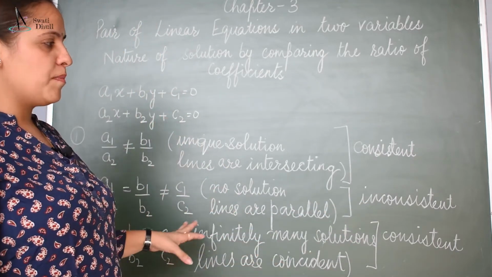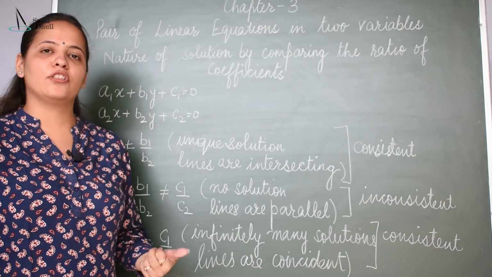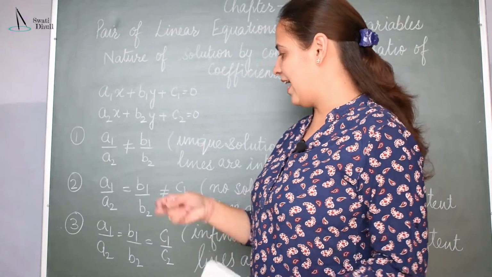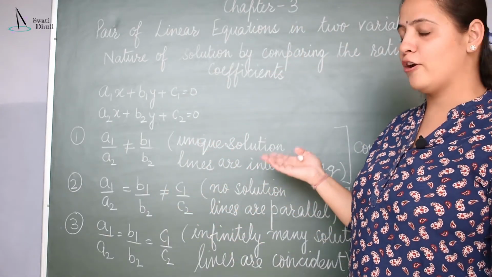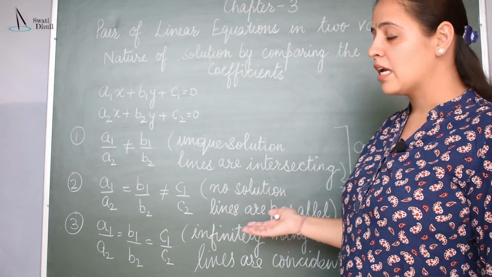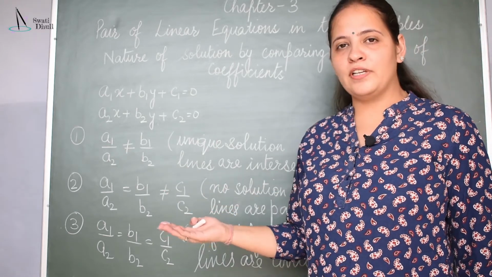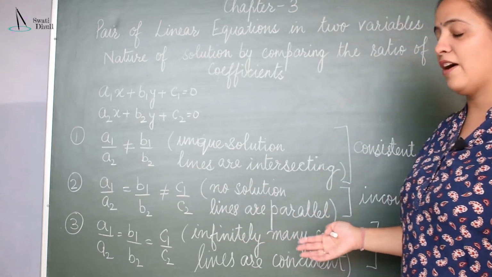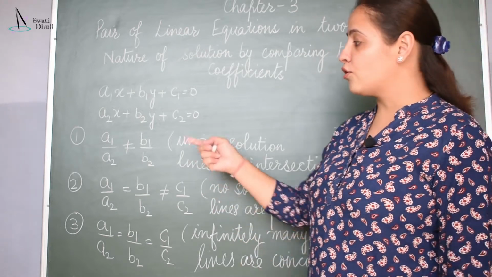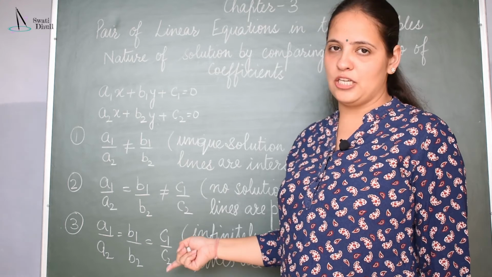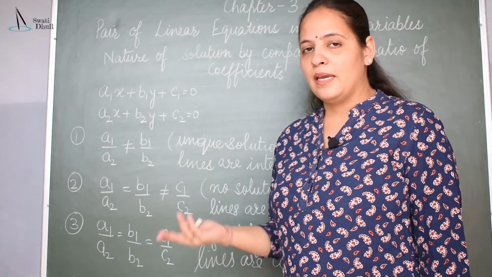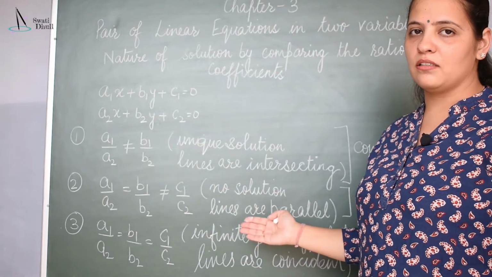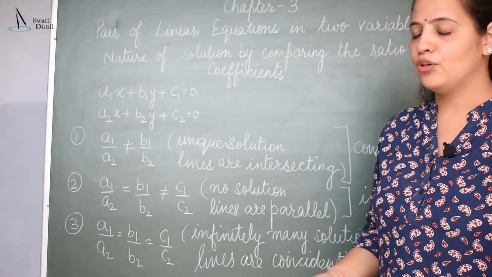So on this basis, you can be asked to find out the value of k if the pair of linear equations have a unique solution, if the pair of linear equations have no solution, if the pair of linear equations have infinitely many solutions. So you must remember all these three conditions and you will be able to find out the value of k if any of the given condition is given to you.